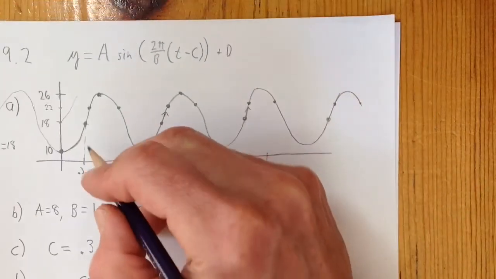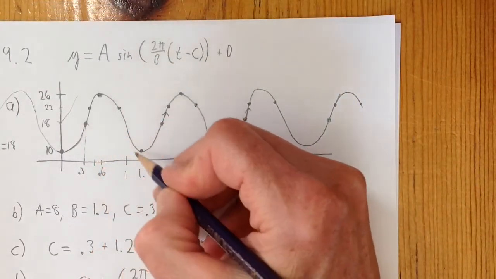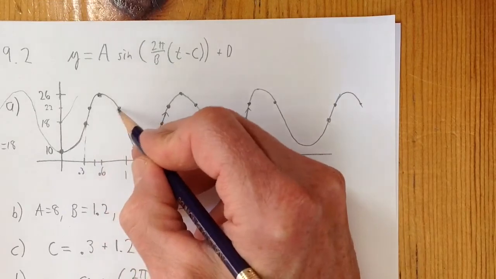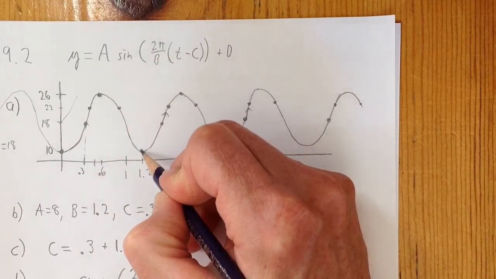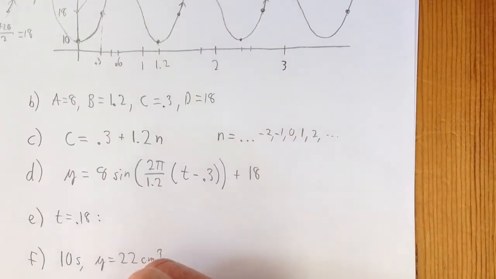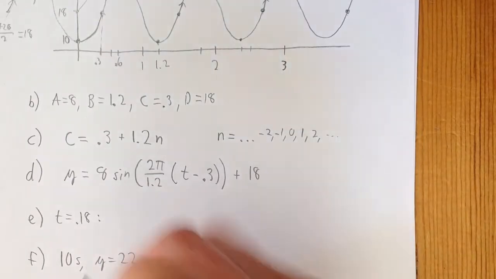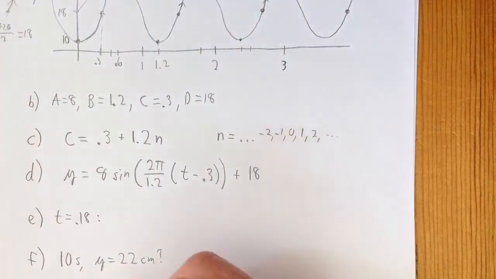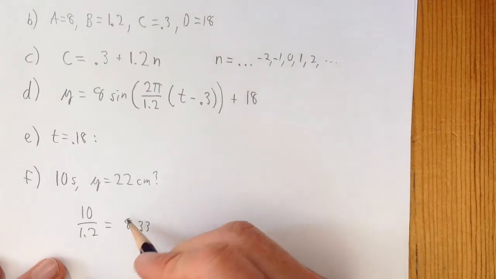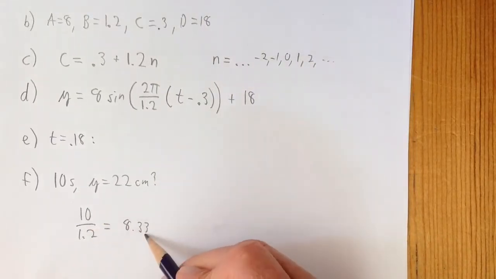Okay, so what we figured out is every 1.2 seconds, every cycle, we're going to have 2 of them, on the way up and on the way down. So how many 1.2s fit into 10? We just go 10 divided by 1.2, and that is 8.33. So we have 8 full cycles in there, and then a third of a cycle left.